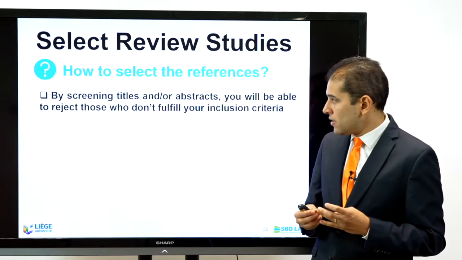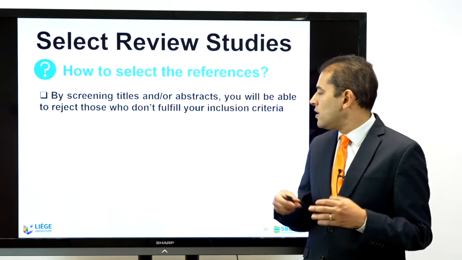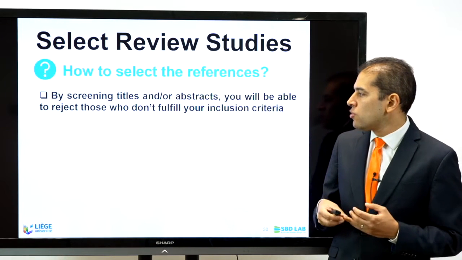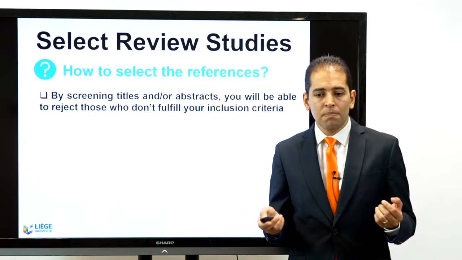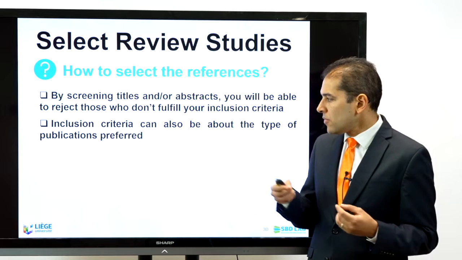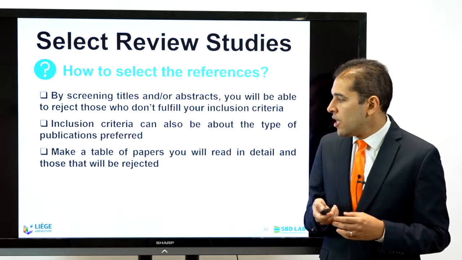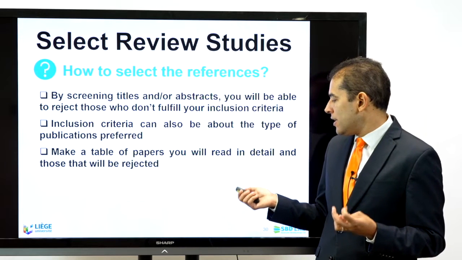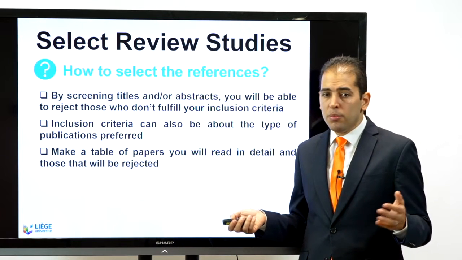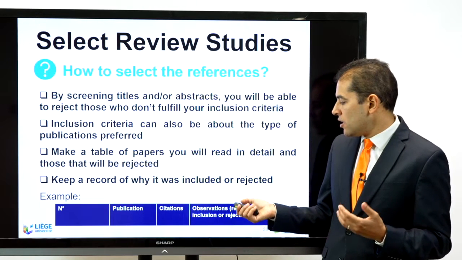Now, how to select the references? Simply, you need to screen the titles and the abstracts, and you will be able to reject those that are not fulfilling your inclusion criteria. Also, you can have inclusion criteria that depend on the type of publication preferred. Make a table of papers you will read in detail and those that you will be rejecting, and for sure keep a record of why each was included or rejected.